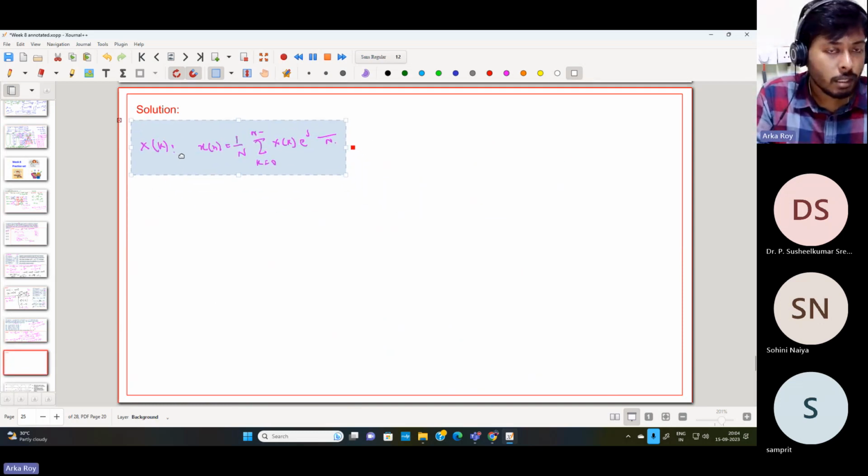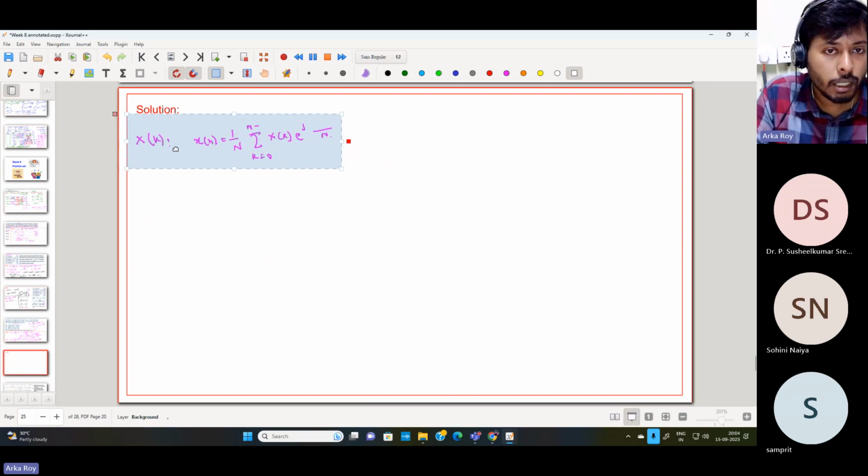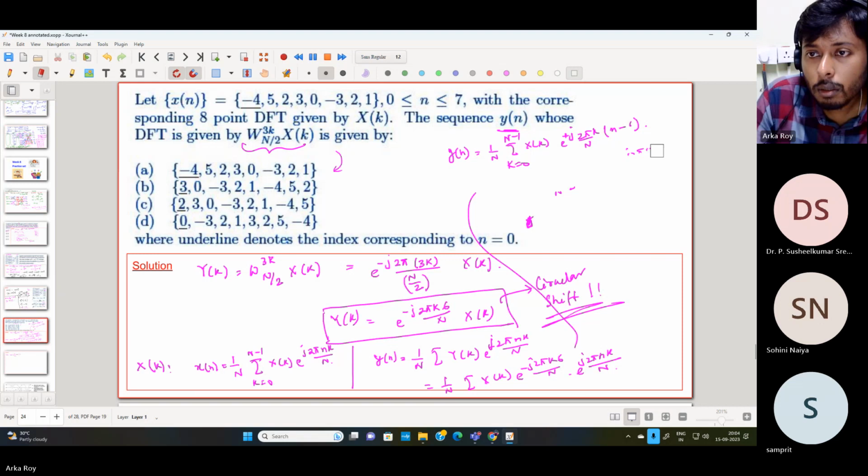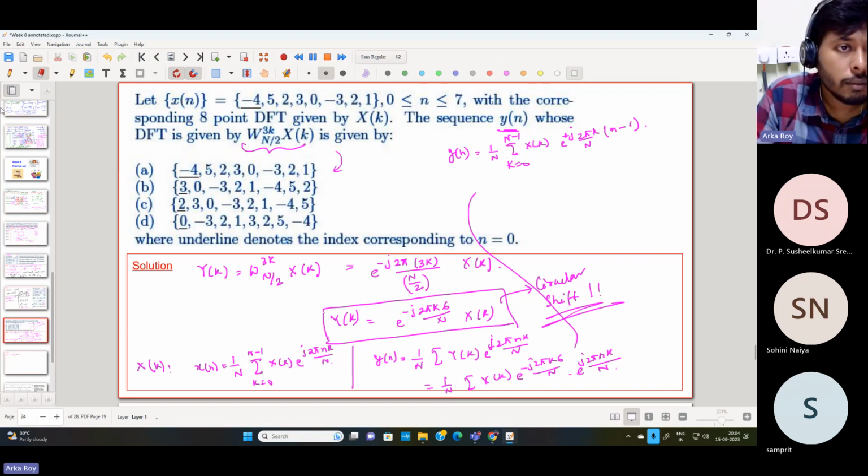So this is the first relation that we are exploiting over here, and this is the second relation. I will do the inference in this next page.